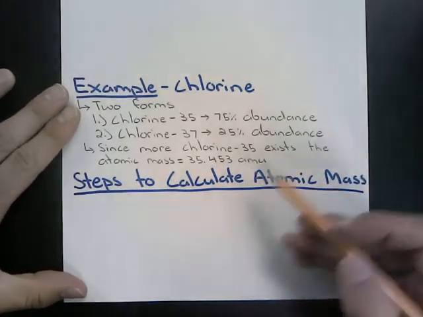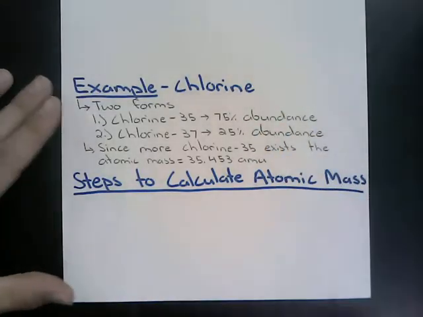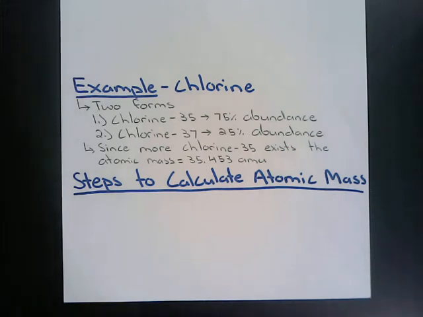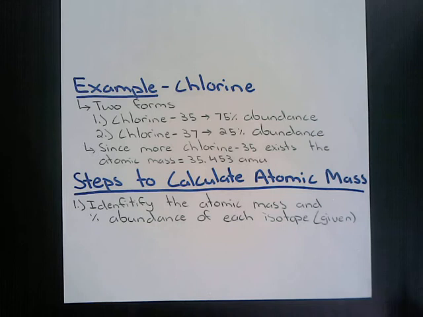So to calculate that atomic mass, what you need to do is identify the atomic mass and percent abundance of each isotope. And I put in parentheses here that this is given. So you will never have to come up with these numbers. It's either going to be given to you in a word problem or in a chart.